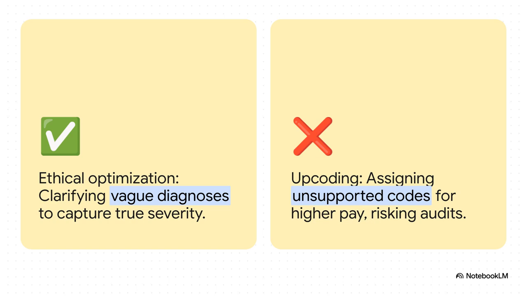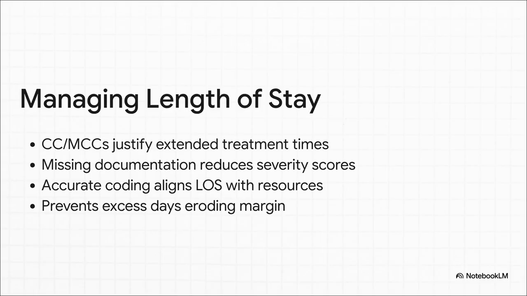Our goal is always strictly ethical optimization. And this ethical optimization directly impacts how we manage length of stay, or LOS. Every single DRG has an expected length of stay. If a patient is sitting in a bed for 10 days, but they're only coded for a simple pneumonia without any complications, the payer is absolutely going to question the medical necessity of those extra days.